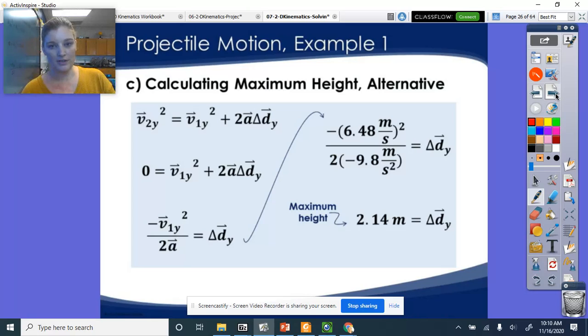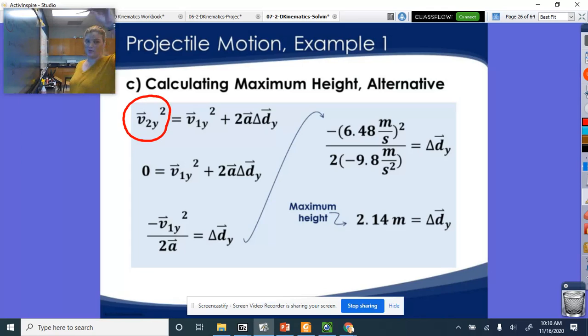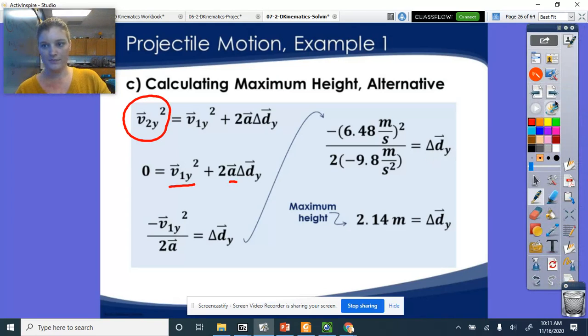So the other way you can do it is to set this final velocity in the y at 0 because it's right before we start coming back down. So it's paused in the air for a brief moment before it heads back down. And you already know your starting velocity from what we calculated. And then we know our acceleration. So we can then solve for y from there. You can do it either way, and it's going to get you the exact same answer.